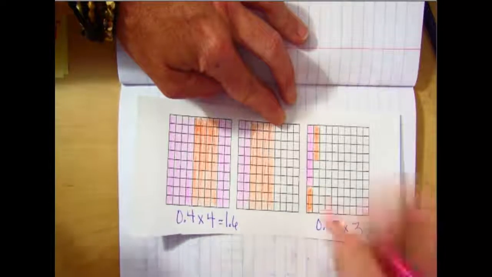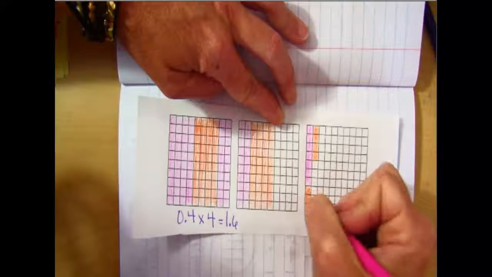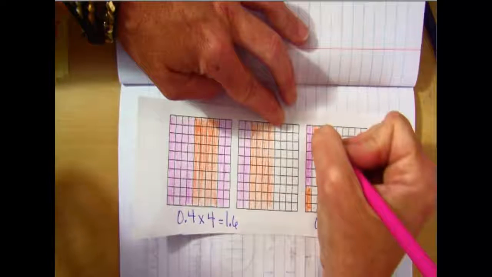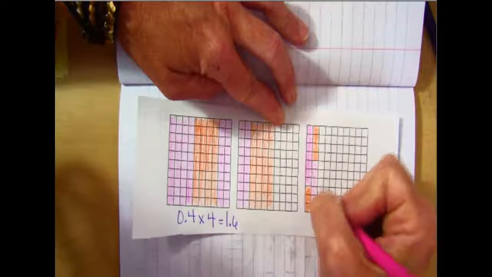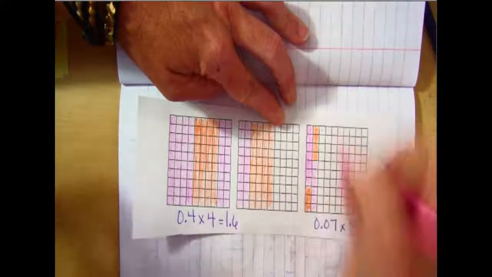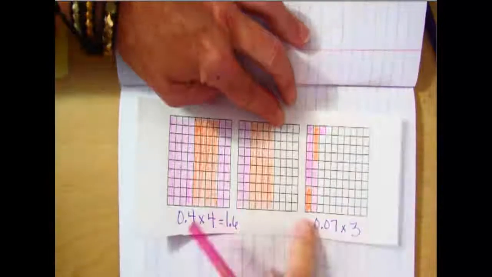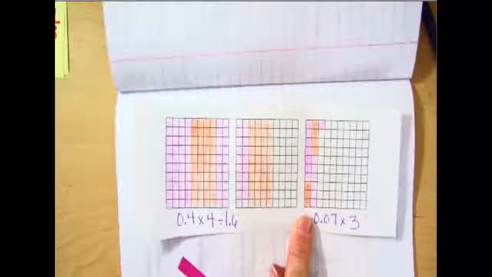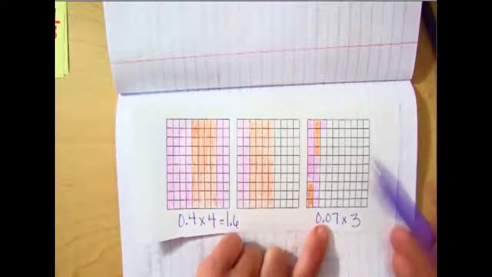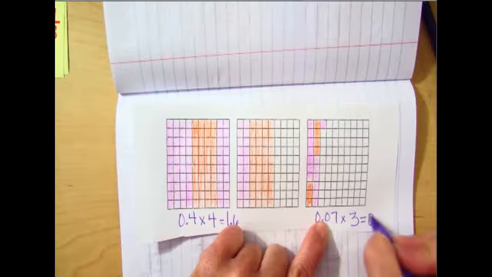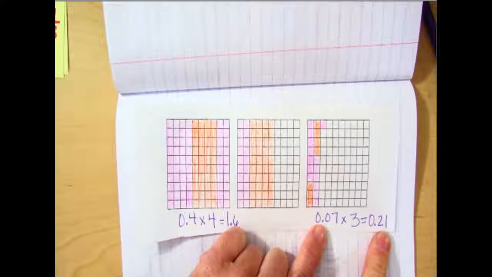fast. And now I've got to do one more group of 7. 1, 2, 3, 4, 5, 6, 7. So I'm going to have one lone square colored on this next line. But if you do it correctly, it's really easy to count your total squares, which is what? 21. So my answer is 21 hundredths because there's 21 squares.